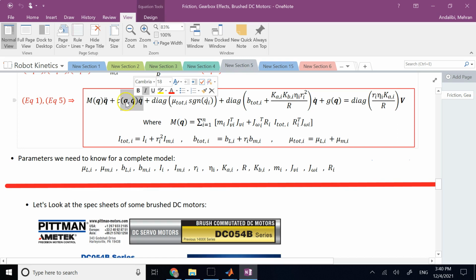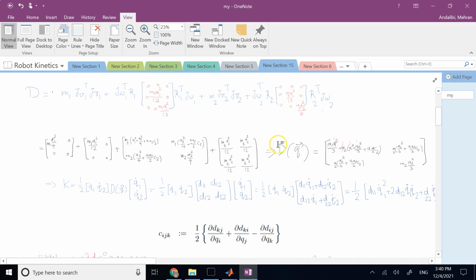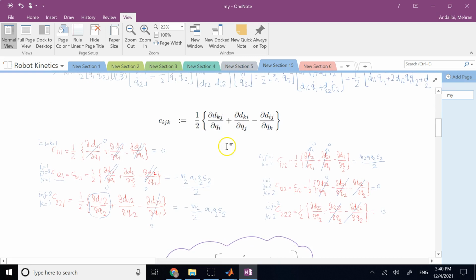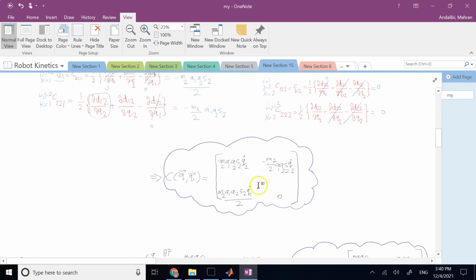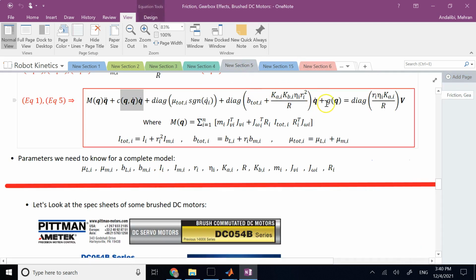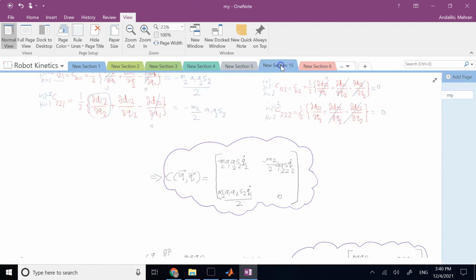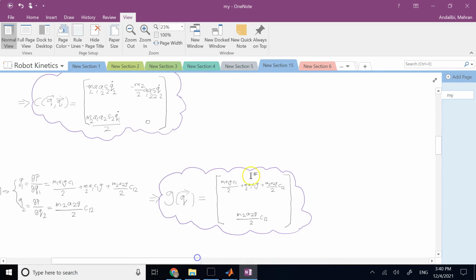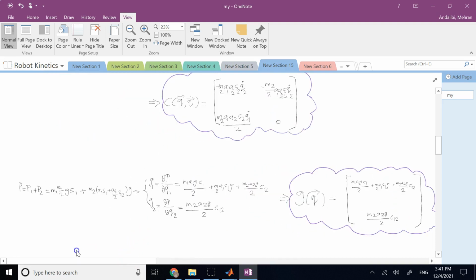The C of q and q dot is intact, is the same as that previous example where I calculated for you all of the Christoffel symbols, and then we calculated the matrix C of q and q dot as you can see here. So still the same thing. Your G of q, the gravity terms are exactly again the same. So these are your G's, G1 and G2. So we are going to use them, both C and G.